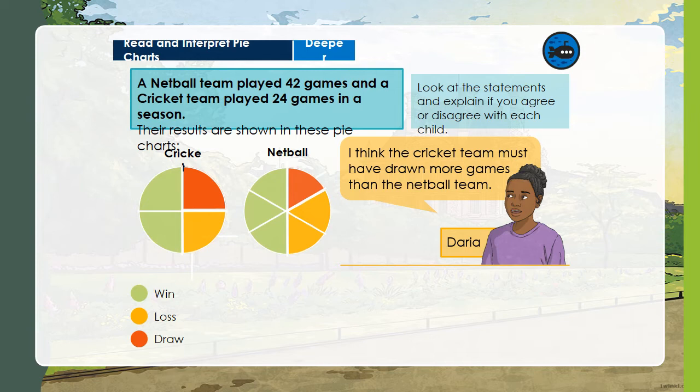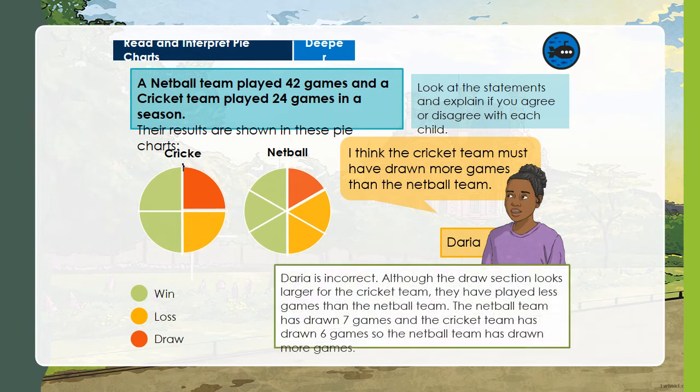Brilliant. So, let's discuss. Well, Daria says the cricket team must have drawn more games. Now let's look at the section on our cricket pie chart, on the pie chart representing the cricket team. We can see that they drew a quarter of their games. Can you remember how many games they played in total? Because that's the most important thing here.